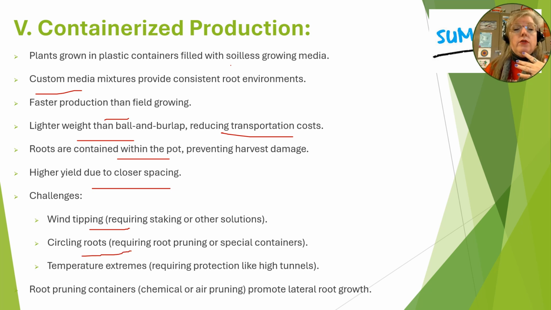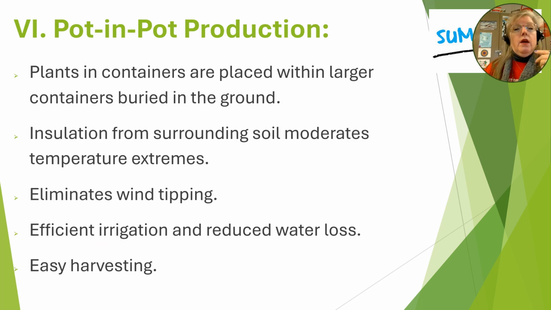You have circling roots requiring special root pruning. And then you have temperature extremes because they're not in the ground. You have to protect them with high tunnels or other things like that. And then the root pruning containers for either chemical or air pruning are going to promote lateral growth rather than circling growth.